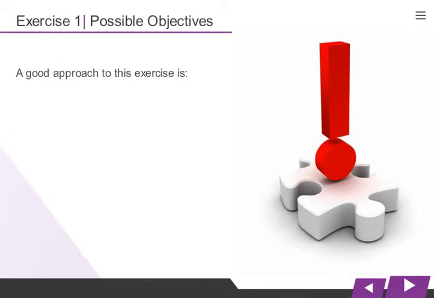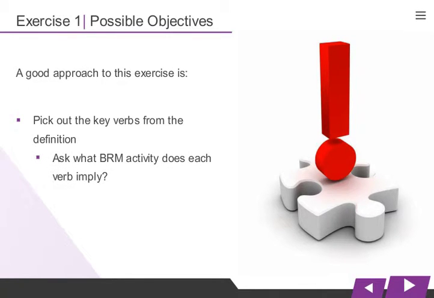The way to approach the last exercise is to analyze the definition and pick out key verbs. Stimulate, surface, shape, for example. You can then ask, what would the BRM actually do? For example, what would the BRM do to stimulate demand? We've recorded some of our ideas in the suggested solution to this exercise. Don't worry if you didn't get them all. The idea is to get you thinking. In fact, you probably came up with some ideas that aren't in our list.